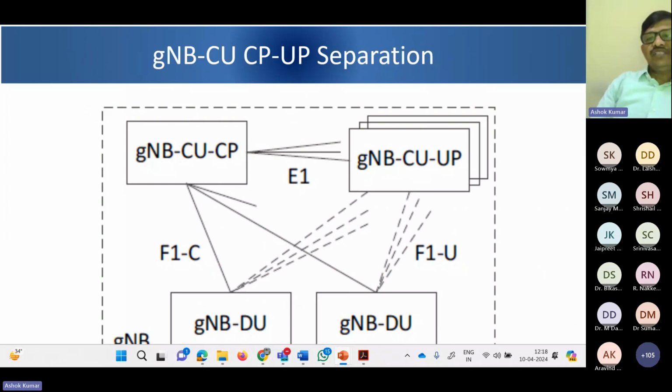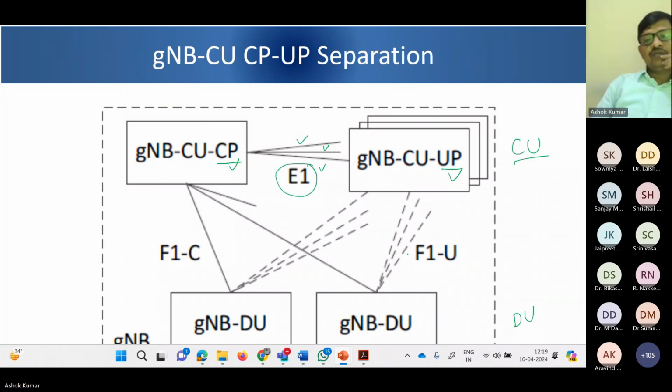Okay. Now 3GPP has further disaggregated the gNodeB. Earlier we talked about the central unit and distributed unit as defined by 3GPP. This central unit is further divided into two parts. One will handle the control plane, another will handle the user plane. Both are central unit, but one handles the signaling and the other handles the user data. And one CP of the central unit can handle multiple user planes of the central unit over an open interface called E1.